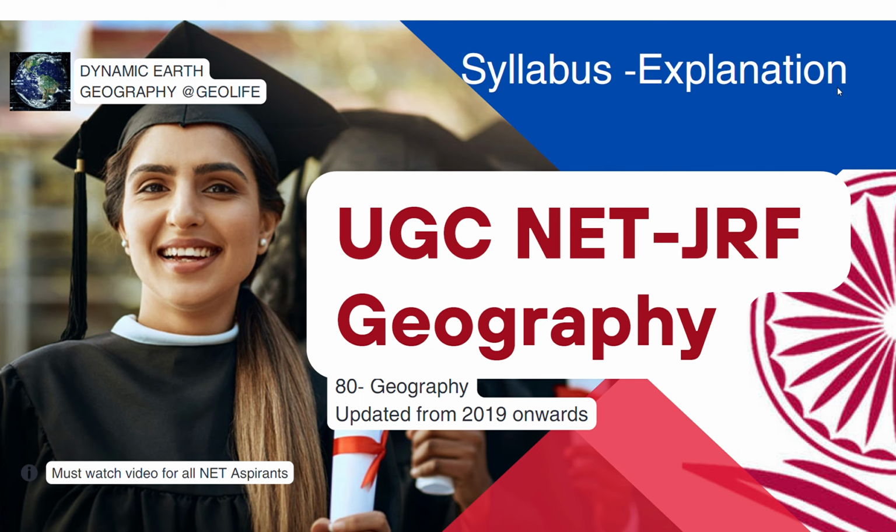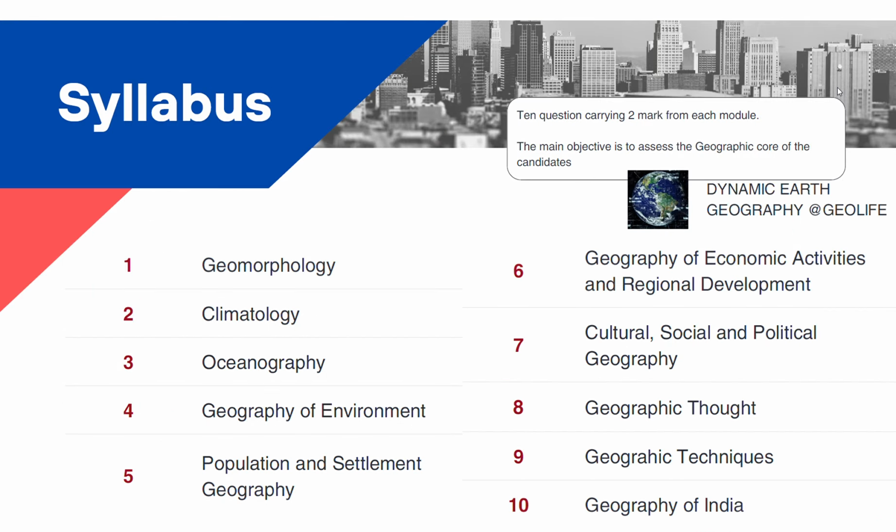So let's enter into our syllabus. There are 10 units in geography: 4 units from human geography, 4 units from physical geography, and the rest from human and techniques. The first unit is geomorphology, followed by climatology, oceanography, geography of environment, population and settlement geography, geography of economic activities and regional development, cultural, social and political geography, then geographic thought, then geographic techniques, and finally geography of India.